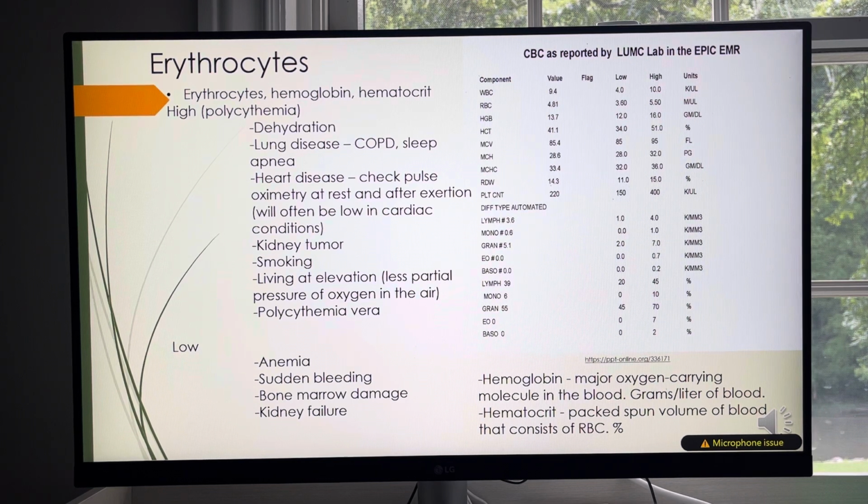Let's define a few things. Hemoglobin, grams per liter of blood. So it's just how much hemoglobin is in the blood. And then hematocrit is how much of the blood consists of red blood cells. So hematocrit is a percentage. It's just a further indication of the amount of hemoglobin within the body.